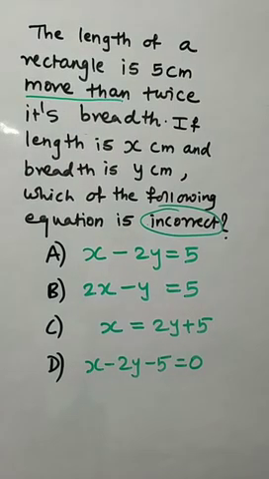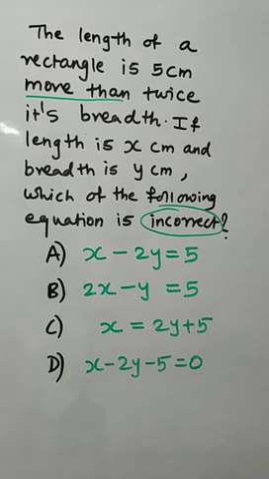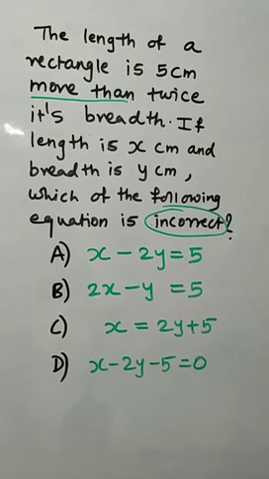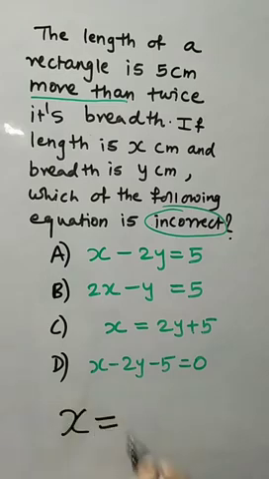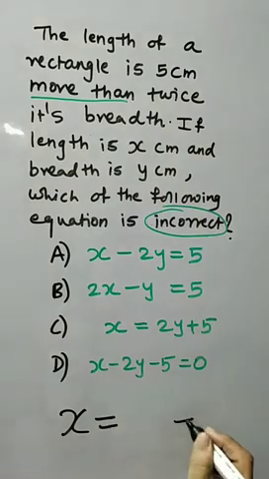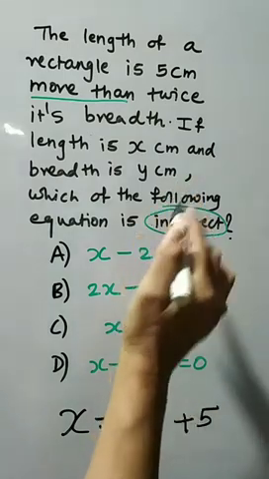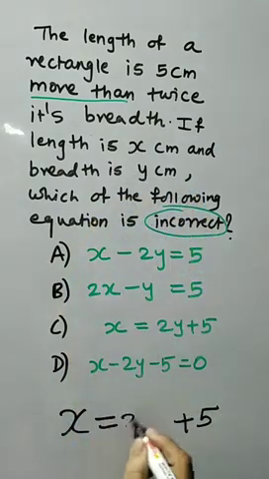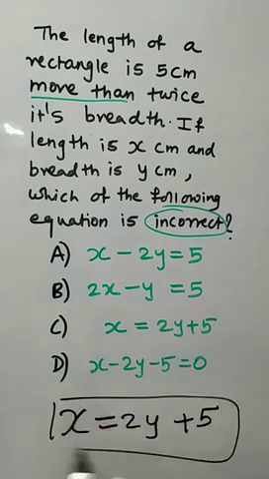So let's solve this. If length is x and breadth is y, then what will we get? We will get an equation: x, that is length, is equal to 5 centimeter more, that means plus 5, more than what? Twice its breadth. So what is breadth? Breadth is y. So 2y plus 5. This will be the equation that is going to be correct.